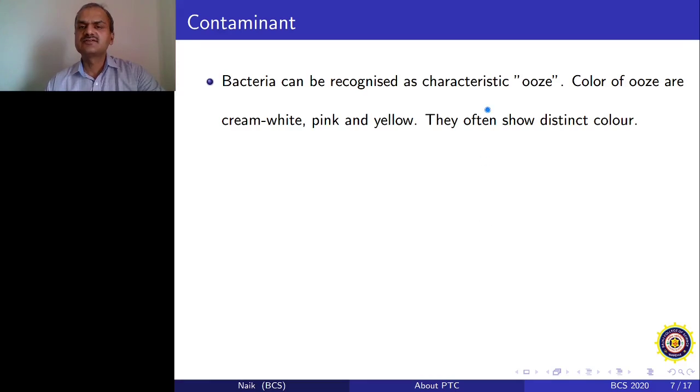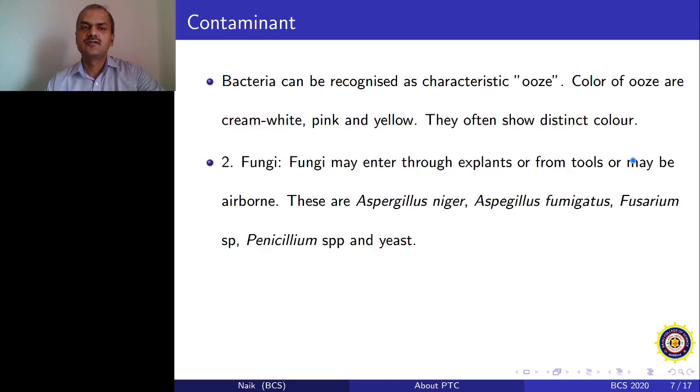Now these bacteria can be recognized as an ooze because they develop as circular colonies, and the colors of these ooze are basically cream white, pink, yellow. They show very distinct colors. That is again another very characteristic feature of these bacterial contaminants. Now bacteria generally appear within 24 to 48 hours, if at all it is a surface associated bacteria, but in case of those bacteria which are endophytic, they can come even after 1 month. So it all depends upon the type of the explant and those types of contaminants.